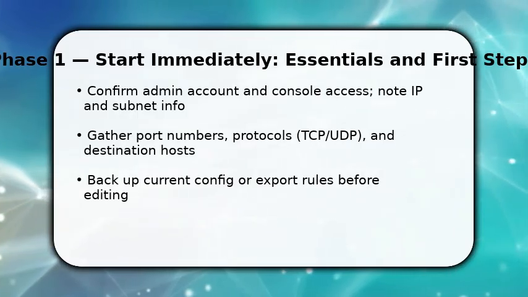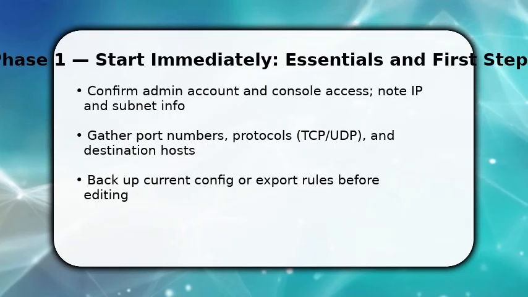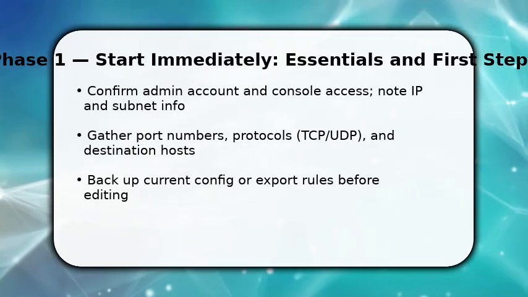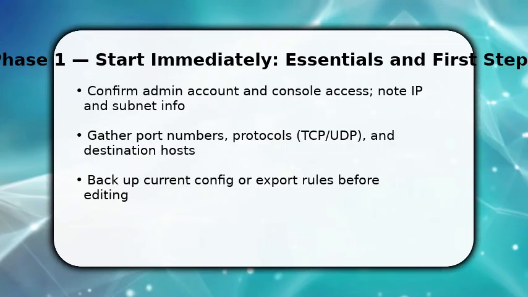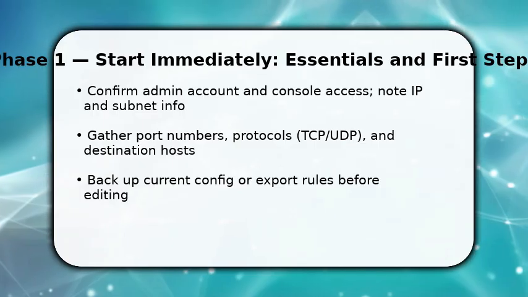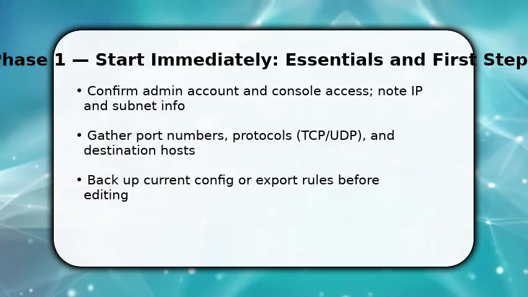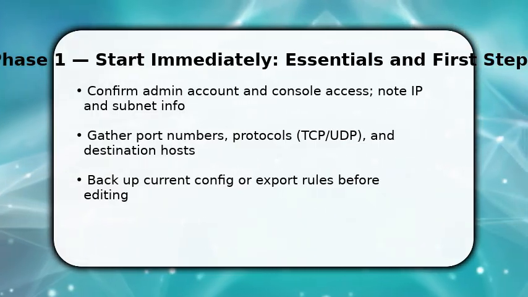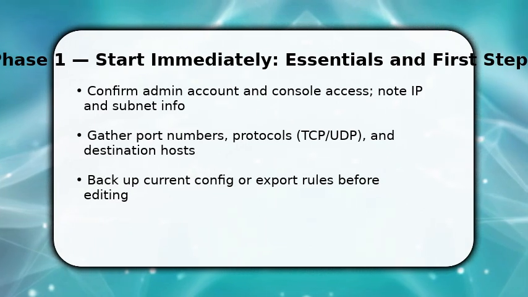Next, open the Firewall Management Console, or SSH, into the appliance. Make sure network time and interface names are clear. Once done, create a new, clearly named rule placeholder. Label it with purpose and date so later audits and rollback are straightforward and painless.